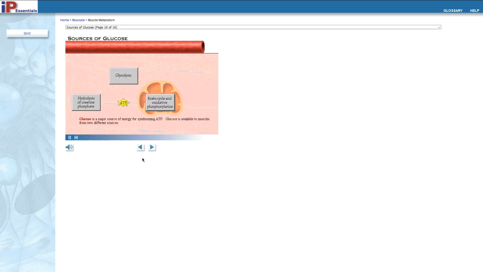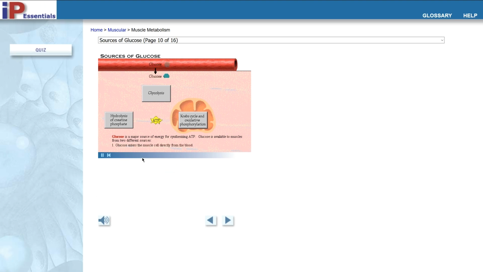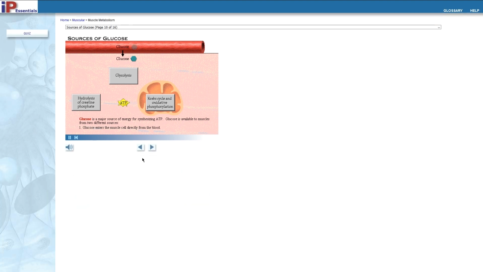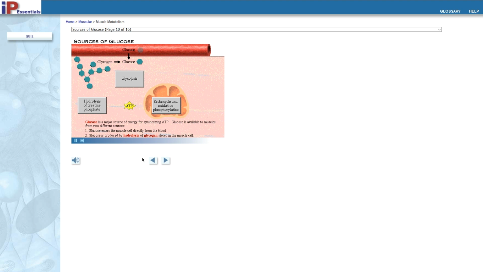Glucose is a major source of energy for synthesizing ATP. Glucose is available to muscles from two different sources. 1. Glucose enters the muscle cell directly from the blood. 2. Glucose is produced by hydrolysis of glycogen stored in the muscle cell.